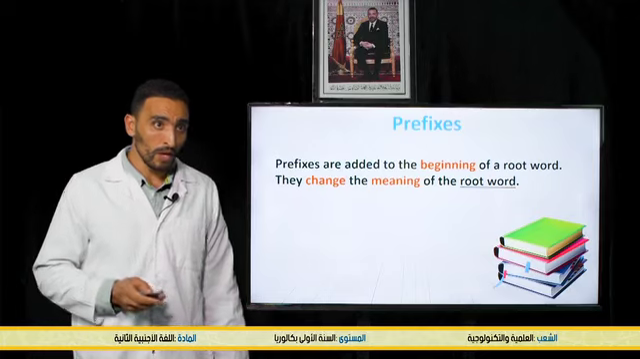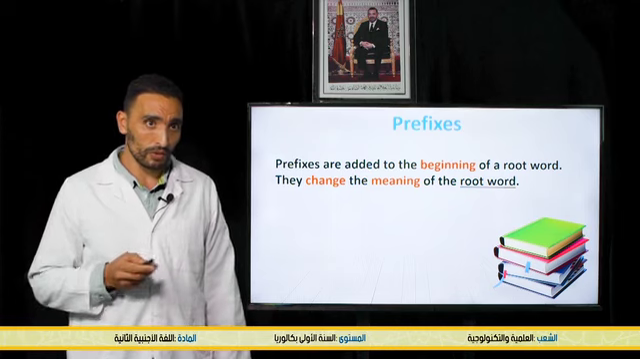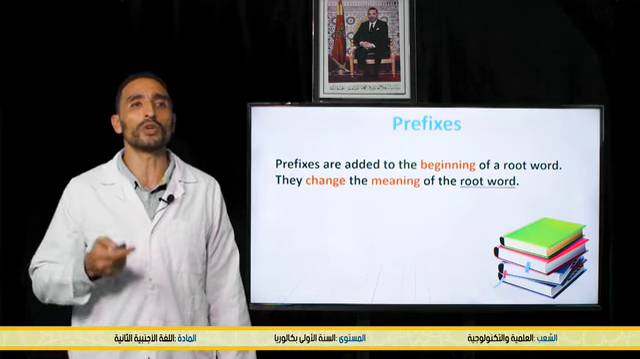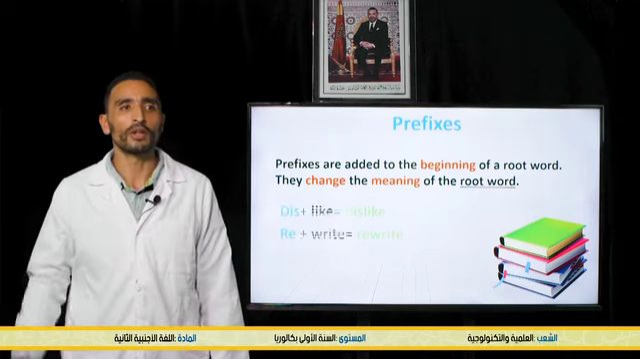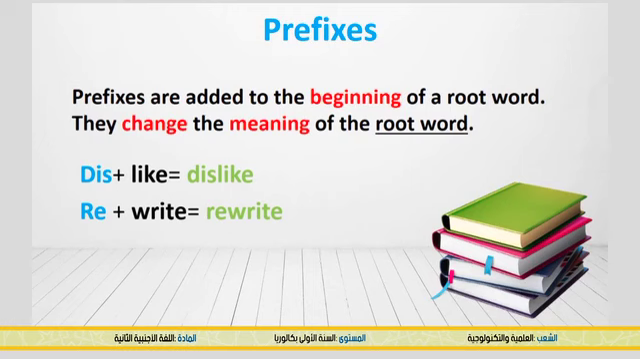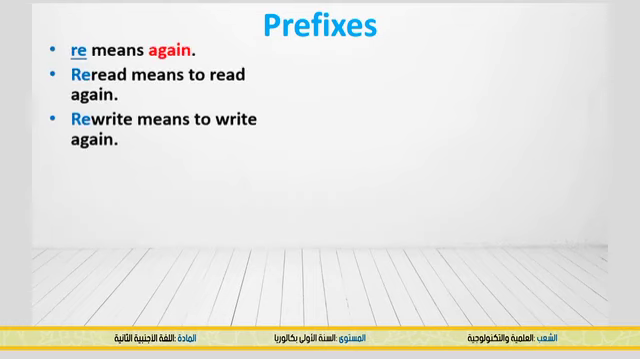Prefixes. Prefixes are added to the beginning of a root word. They change the meaning of the root word. Dis plus like equals dislike. So this is a prefix. Re plus write equals rewrite. So re here is again a prefix. Re means again. Reread means to read again. Rewrite means to write again.